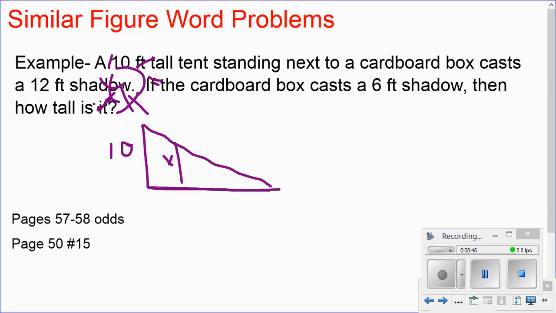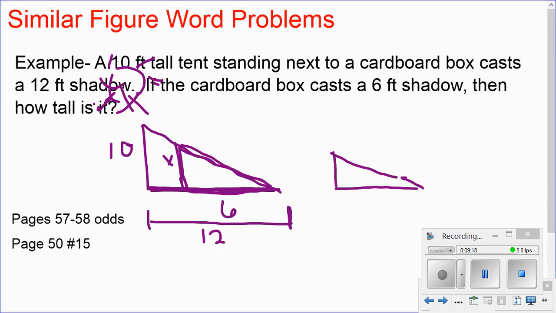Okay, so we have this shadow from the tent here on the bottom, the longer length, and we have the shadow in the smaller triangle from the cardboard box. Well, we know that that shadow is 6, and we know, we were told, this whole entire shadow for the tent is 12, and these are all feet. So now I have similar triangles. I have this smaller triangle, and I have the bigger triangle. If you want, pull out the smaller triangle if it helps you, and that has X and 6 as measurements. The larger triangle has 10 and 12.